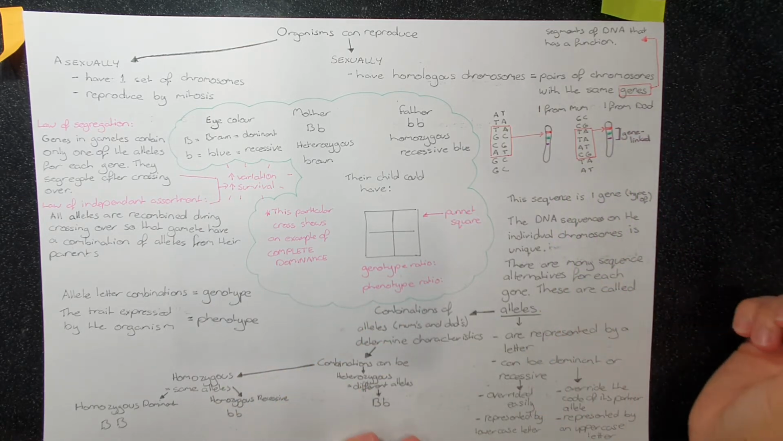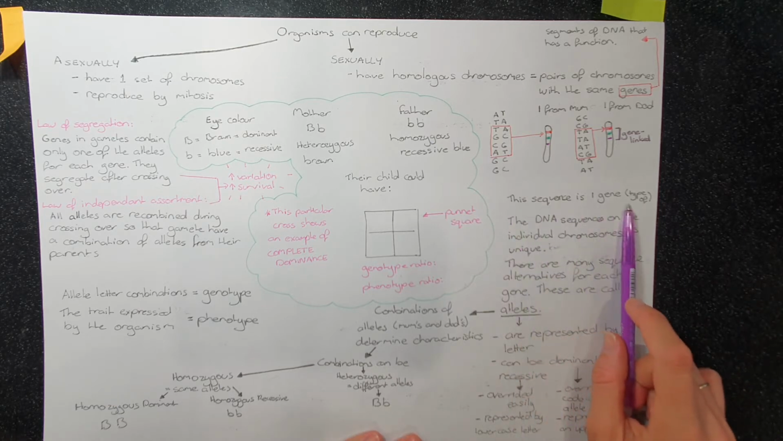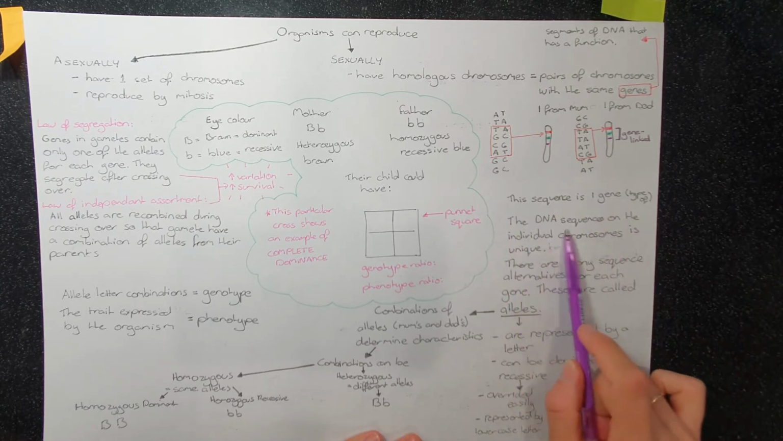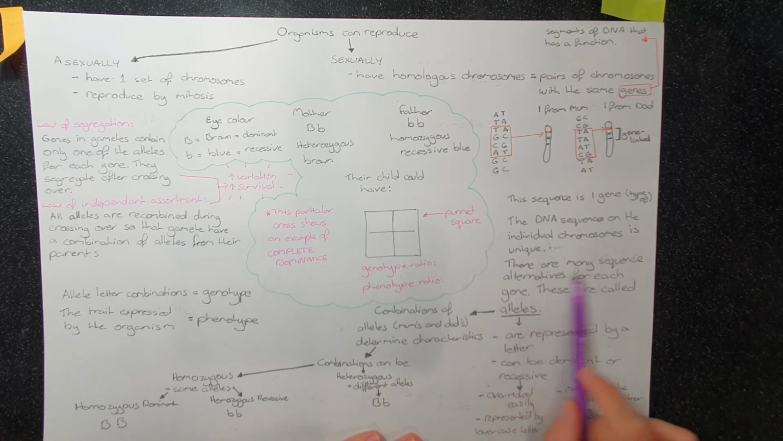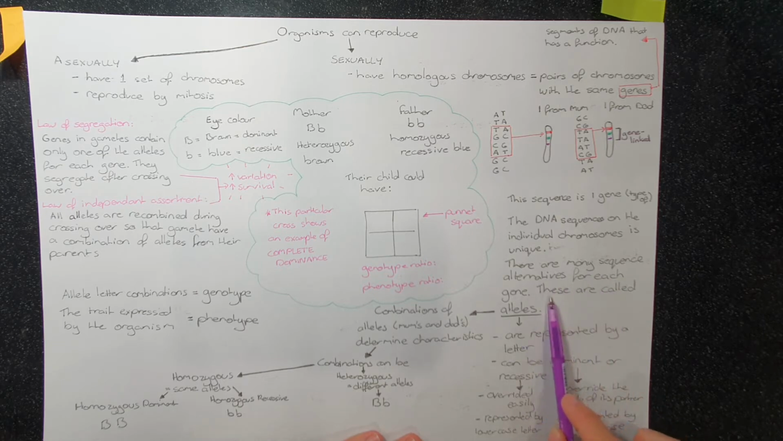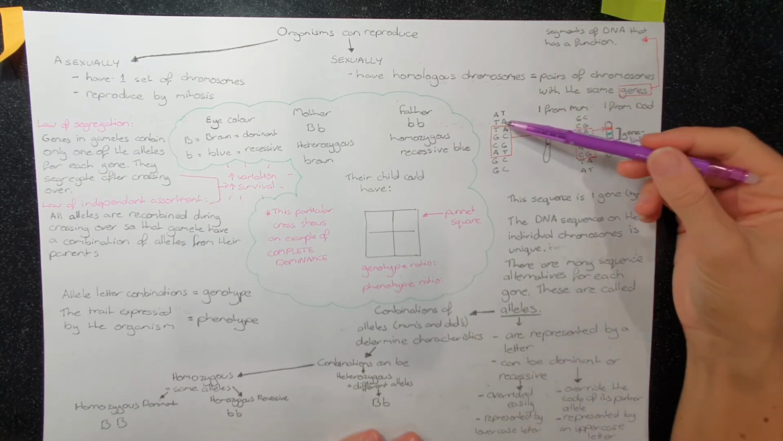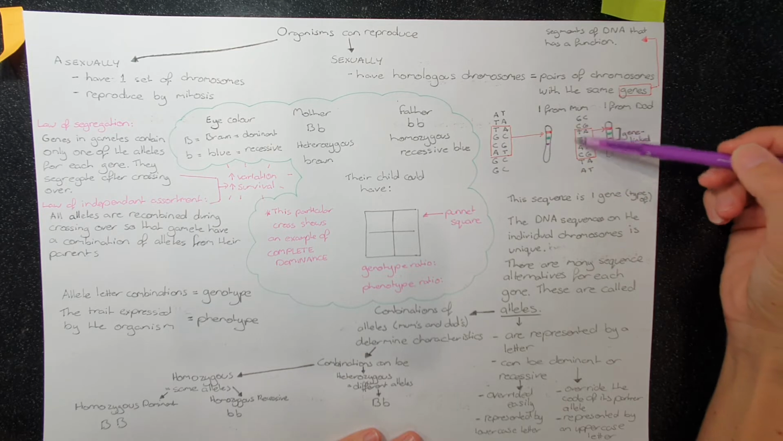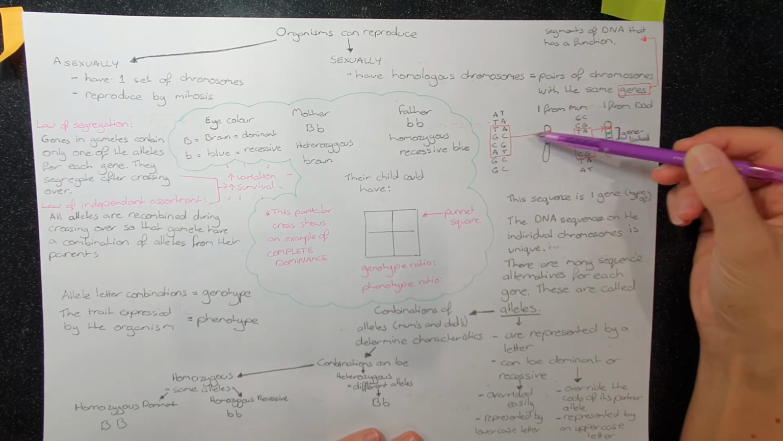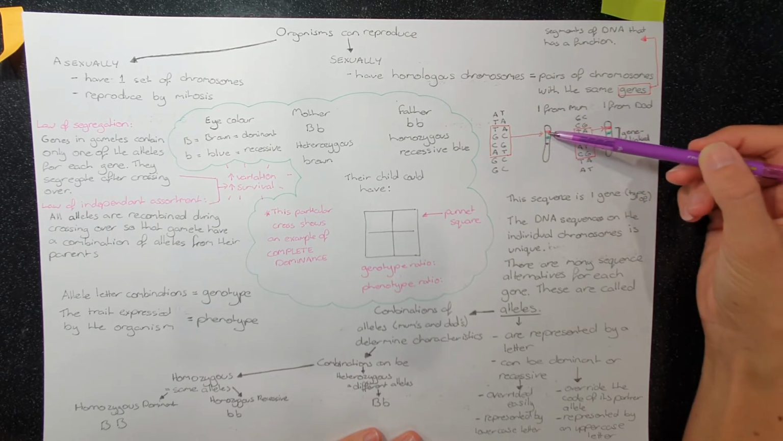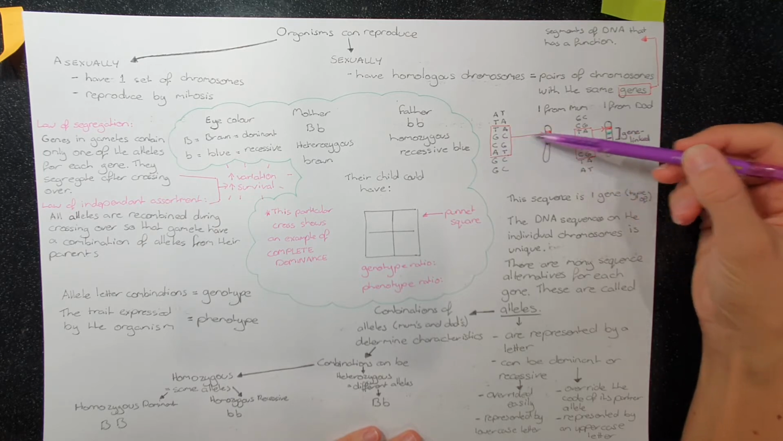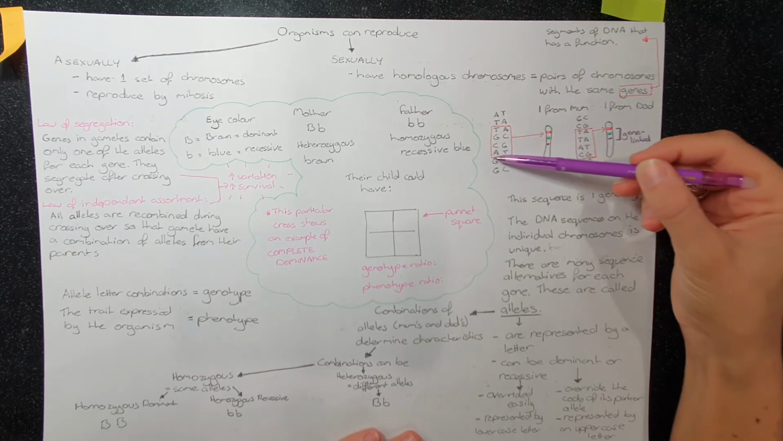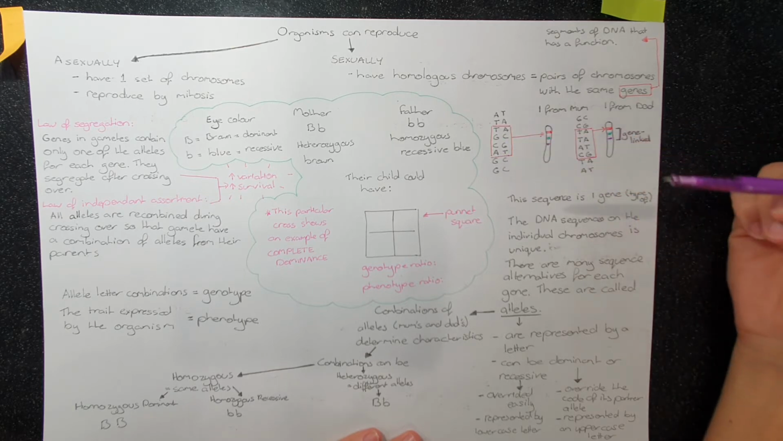Okay, so the sequence is one gene, so one type of gene, and the DNA sequence on the individual chromosome is unique. There are many sequence alternatives for each gene, and these are called alleles. So these sequences here are just two of the sequences that are alternatives for these genes. There are many, many alternatives for this specific code that will fit for that gene. We call these alternatives alleles.